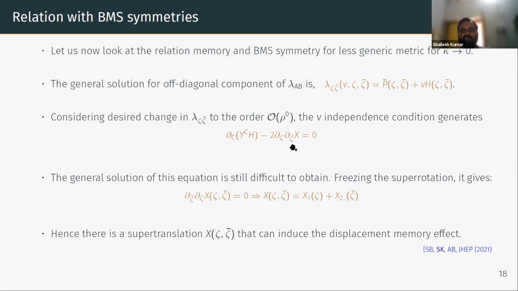Again, the solution is very difficult to obtain to compensate this delta lambda shift in the geodesic deviation solution. So what we do is that we freeze the super rotation and find the super translation solution, which will basically induce the same shift in the displacement memory. So this is the analysis for a reduced form of the metric.